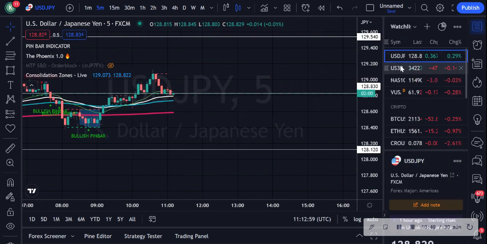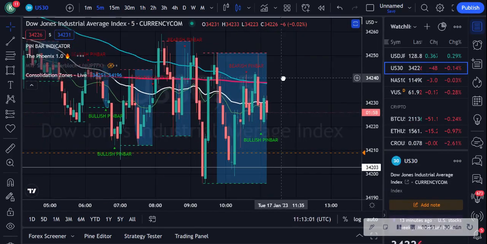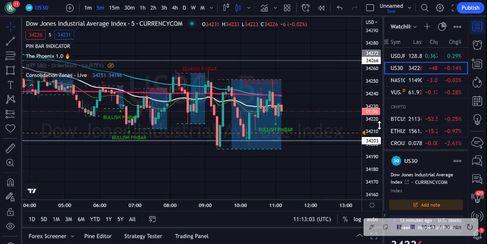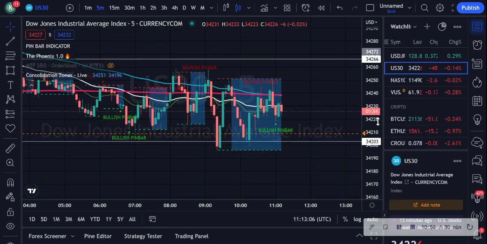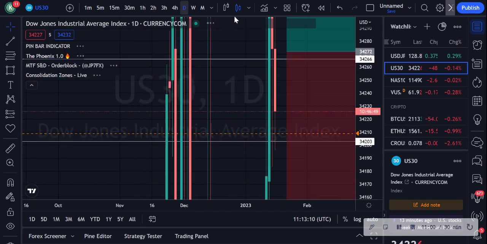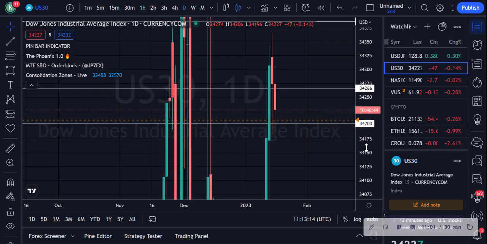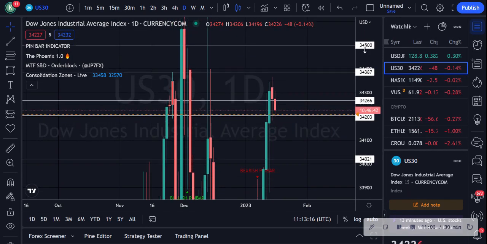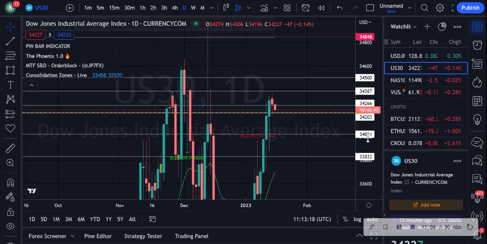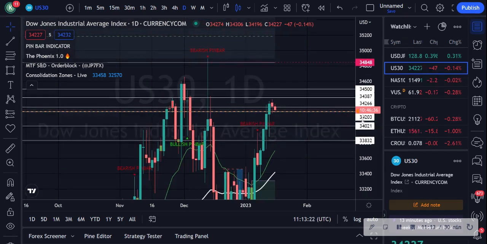So let's just quickly have a look at US30, shall we? Oh, US30 is consolidating. Not the best. Let's just have a quick look at the higher time frames. I'm going to delete this. Let's just mark up. Okay. To be honest, I am still bullish on US30, to be fair.